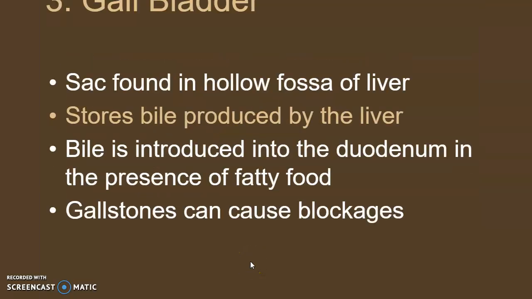And so that ends our discussion on accessory organs. Remember, pancreas, liver, gallbladder are the primary accessory organs of the digestive system. We've also talked about the large intestine today.